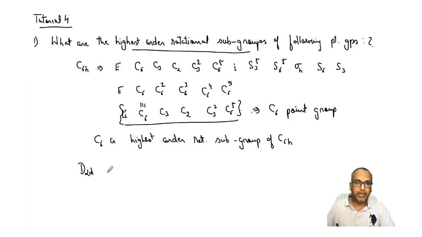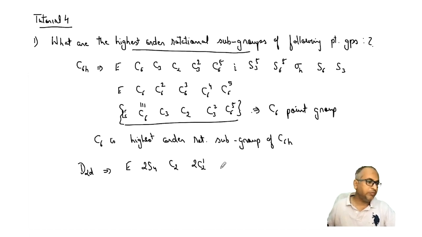We have D2d here. Now what are the symmetry operations present in this group? They will be E, 2S4, C2, 2C2', and 2 sigma d's, right? Now we are only interested in the rotational ones. This is reflection, and this is rotation and reflection. We only want the rotations.